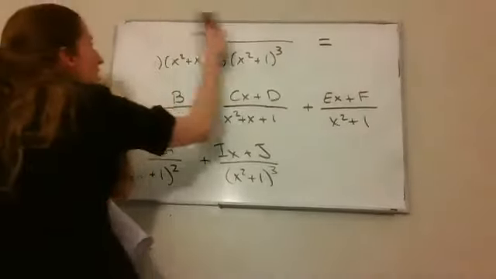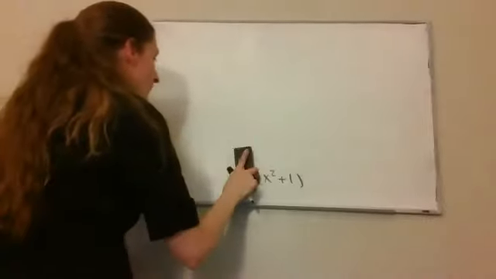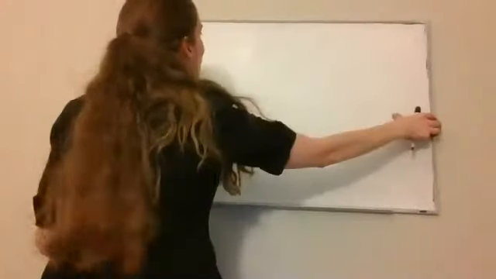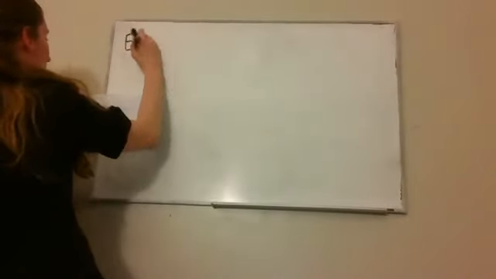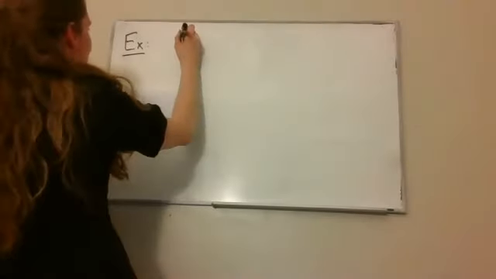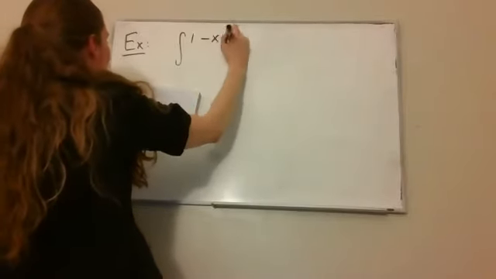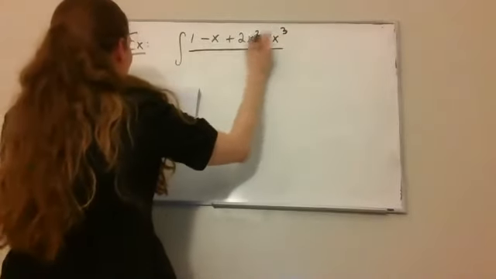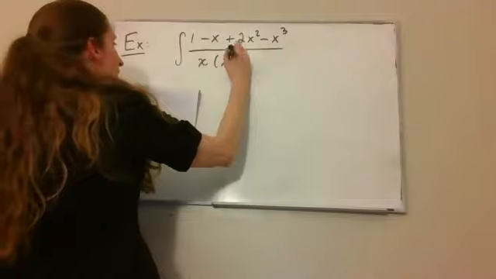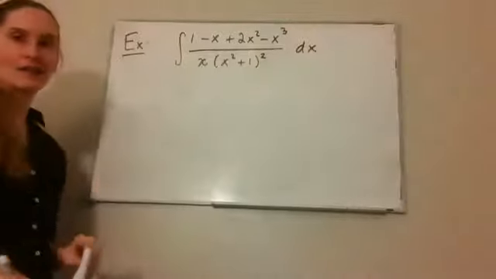All right, let's do one example all the way through with a whole integral where we're going to have this last case involved. The last example for the video. Let's find the integral of 1 minus x plus 2x squared minus x to the third all over x times (x squared plus 1) squared with respect to x.